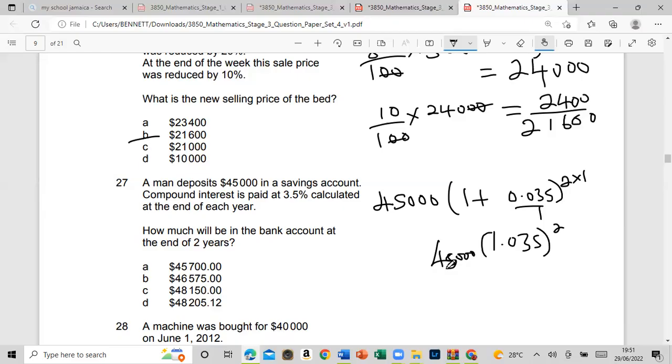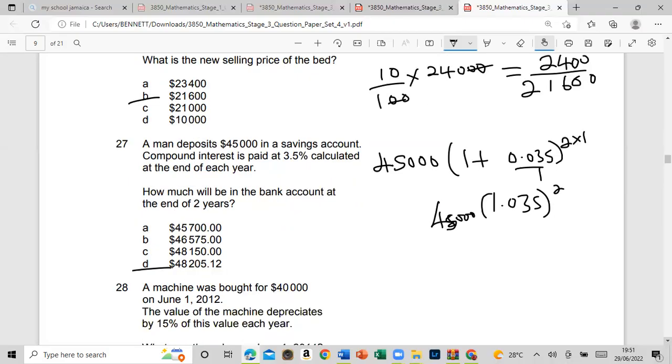So that's 1.035 times 1.035. That's 1.7 times 45,000, which is 48,205.12. So that's this. Alright.